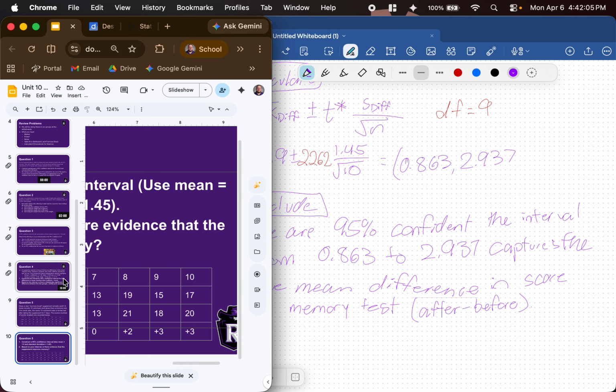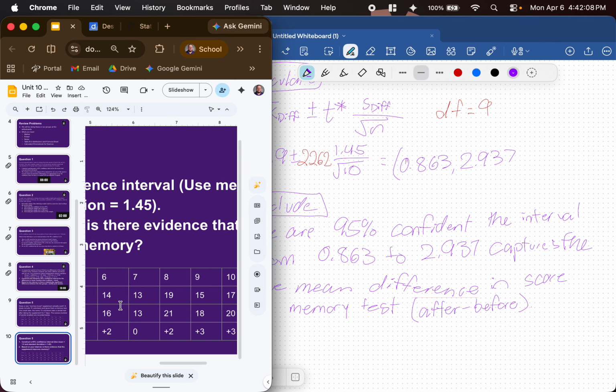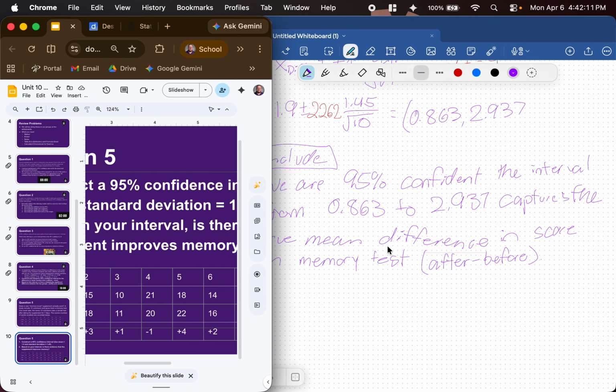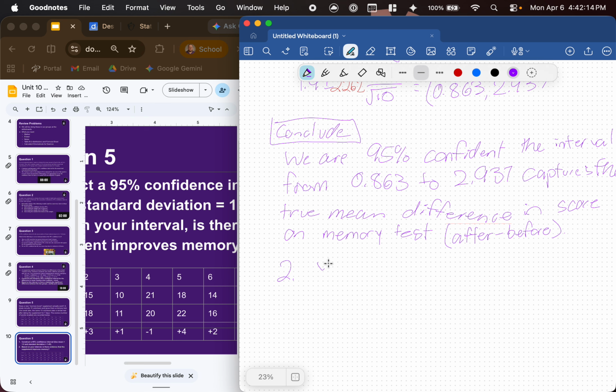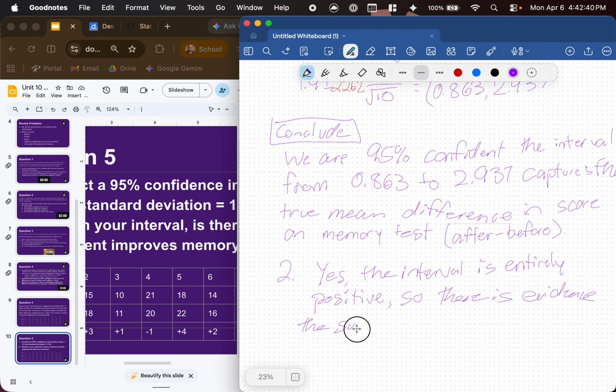We're almost finished here. Now we just got to answer our question. Is there evidence that the supplement improves memory? Yes. The interval is entirely positive. So there is evidence the supplement improves memory.